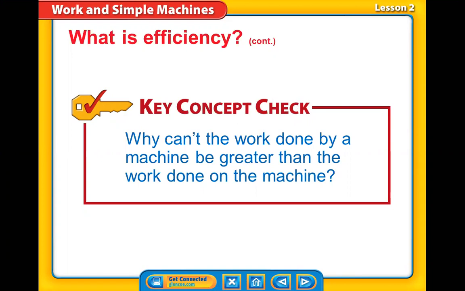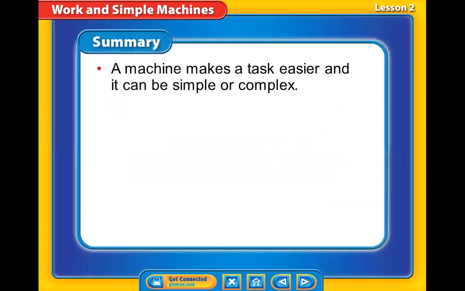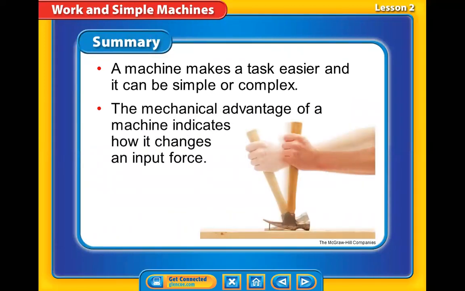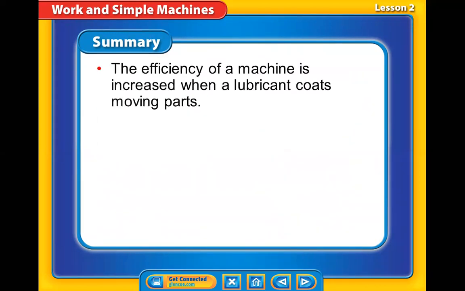So in this lesson, we studied what a machine is and how machines make tasks easier for us, and that they can be simple or complex machines. We also studied the mechanical advantage of a machine, which indicates how it changes an input force to an output force, and the efficiency of the machine, which is increased when lubricant coats moving parts. Why? Because lubricant is used to decrease the effect of the friction force. When we decrease the effect of the friction force, the efficiency becomes higher than with more friction force.